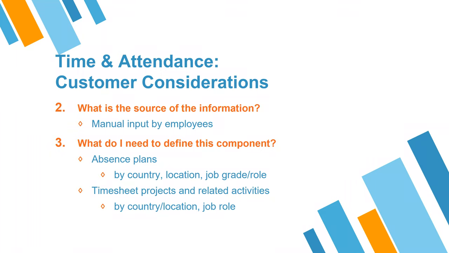So a couple of different things that they look at, but you still have to make these decisions. So remember, that's what we're talking about here, is what does the customer have to consider when they're looking at these pieces. Timesheets, projects and related activities. So again, by country, location, job role, you would define. So maybe there's a certain project for all the programmers to put their time against. These can be large buckets. They don't have to have a lot of granularity, but they do have to be defined and exist so that they can pick them in the timesheet and then put their time against it.